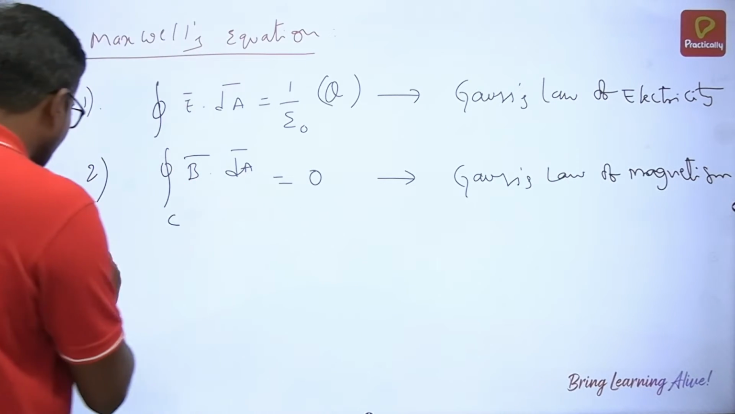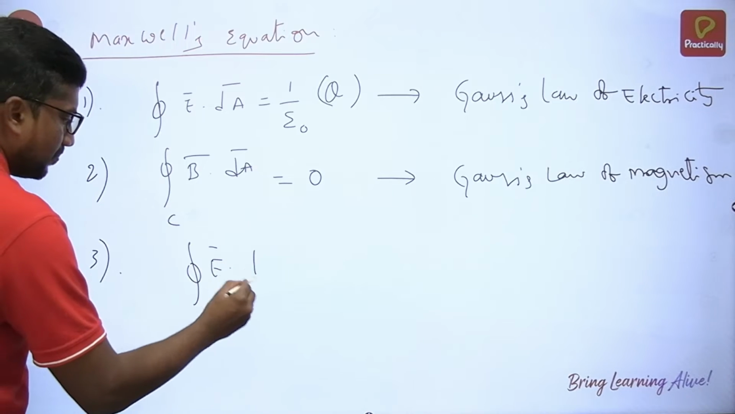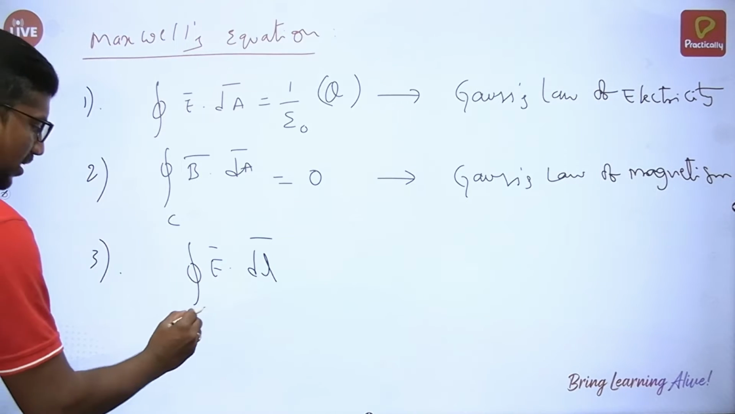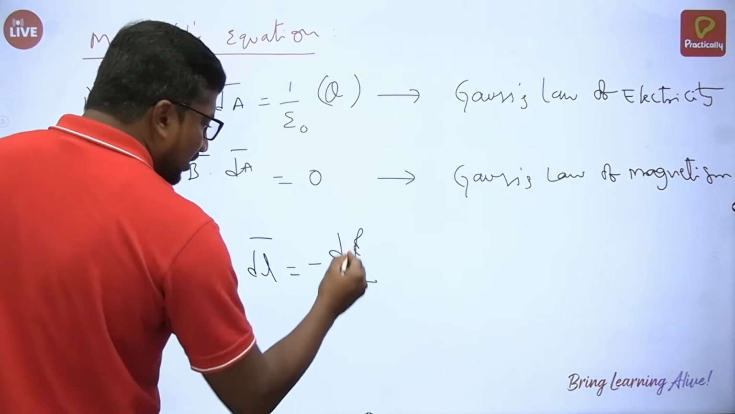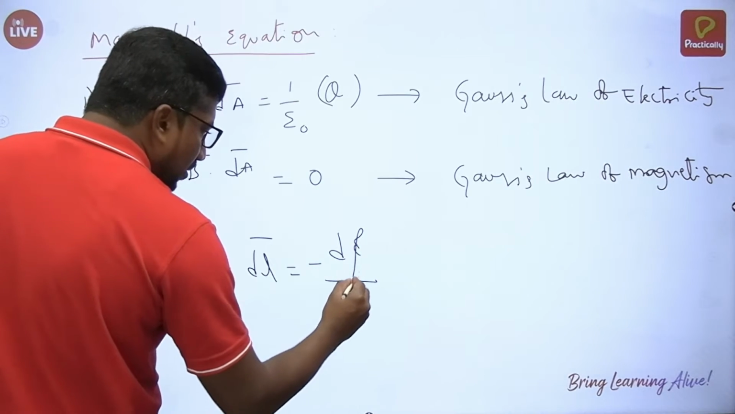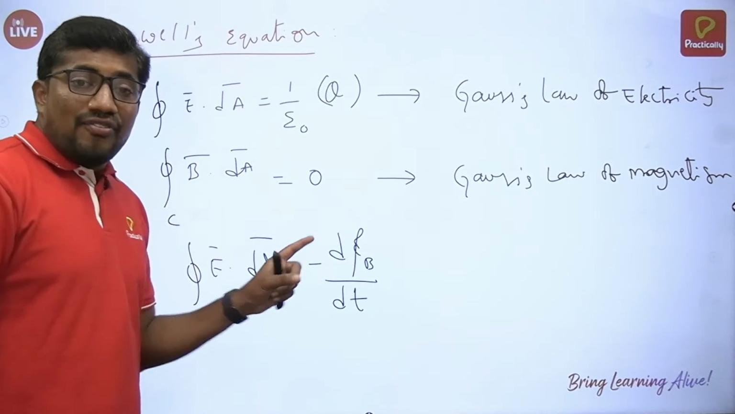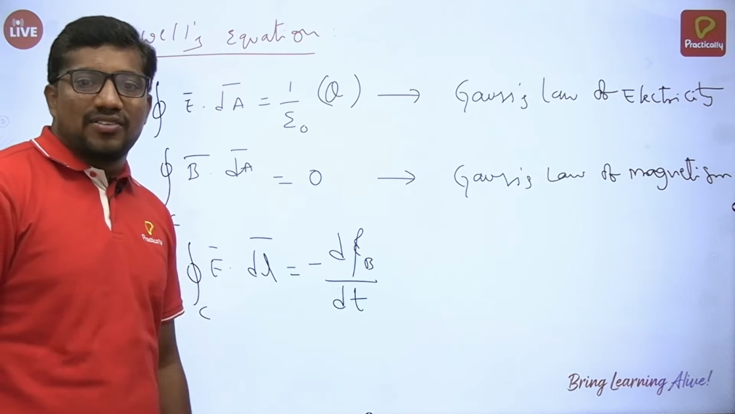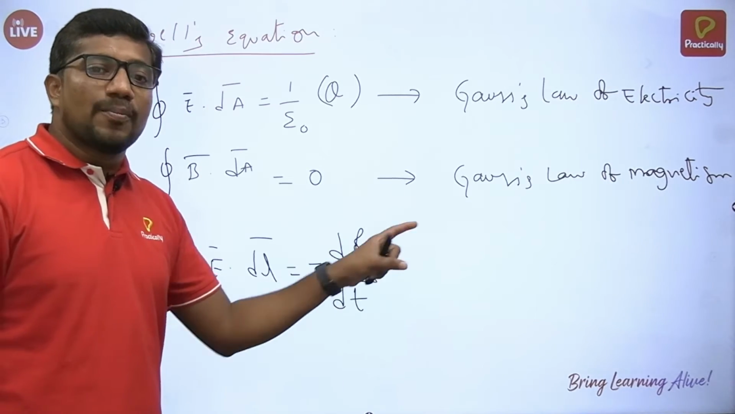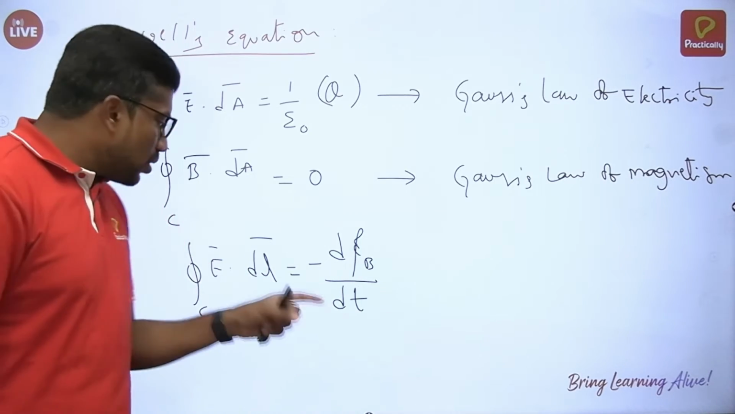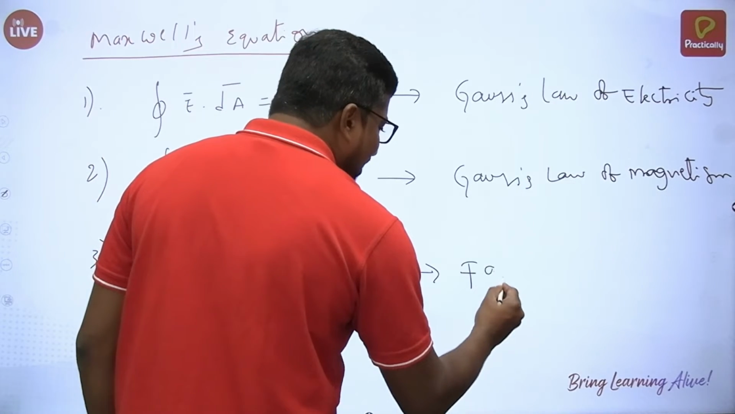And then the line integral of the electric field for a closed path is equal to, what is that? The negative time rate of change of magnetic flux. This is nothing but what? Faraday's laws of electromagnetic induction. We have learnt in electromagnetic induction that a time-varying magnetic field can produce electric current. So this is nothing but Faraday's laws of electromagnetic induction.